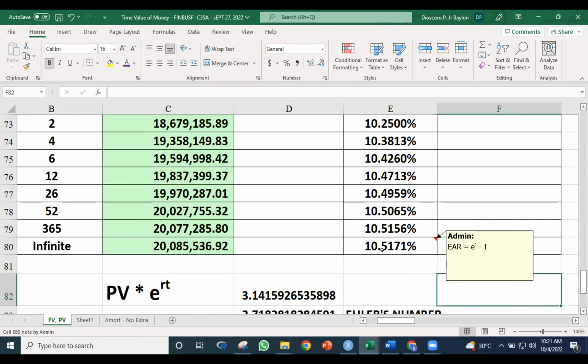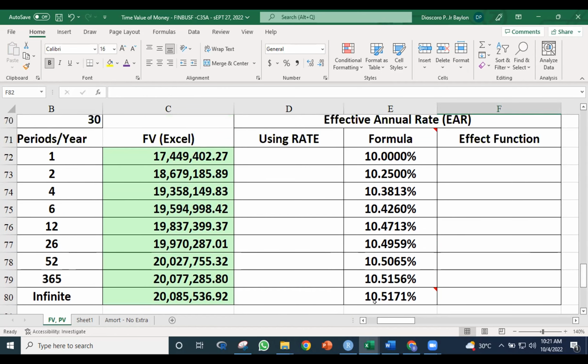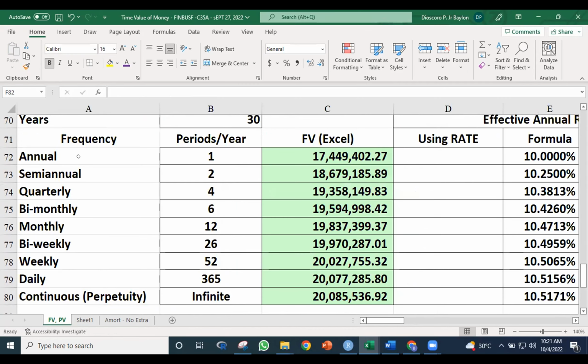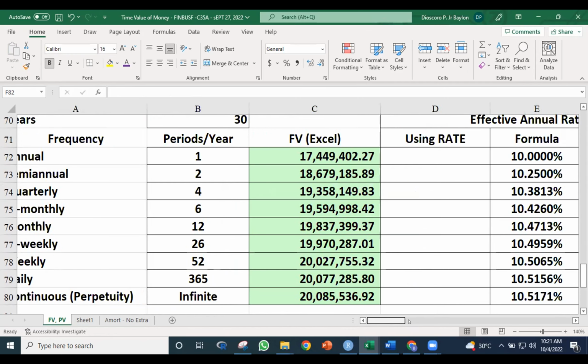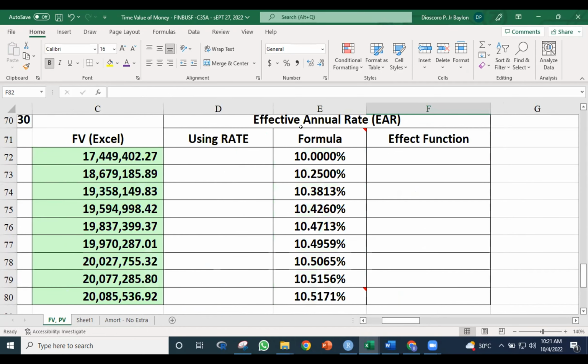As expected, for continuous compounding, the effective annual rate will be higher as compared to daily. And the daily, of course, will be higher compared to weekly, bi-weekly, etc. Let me pause for a while and ask for your feedback. So far, class, is it clear how to get the effective annual rate using the formula? Kindly chat, please, yes or no?